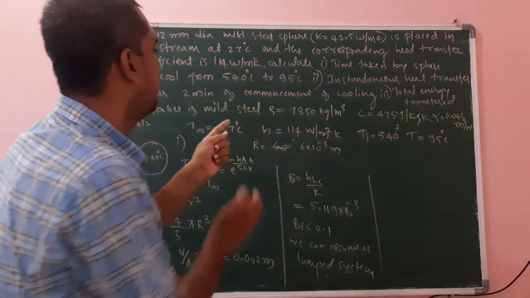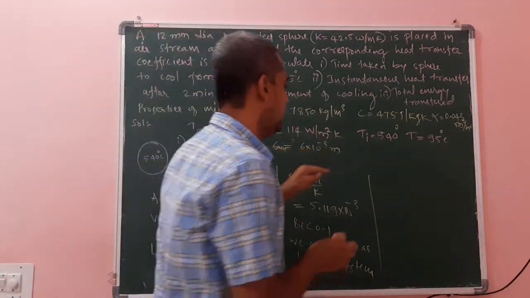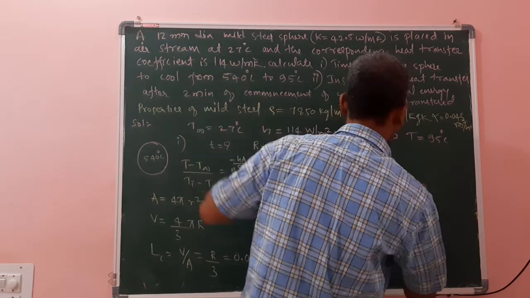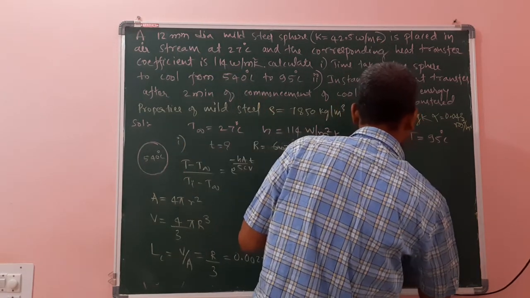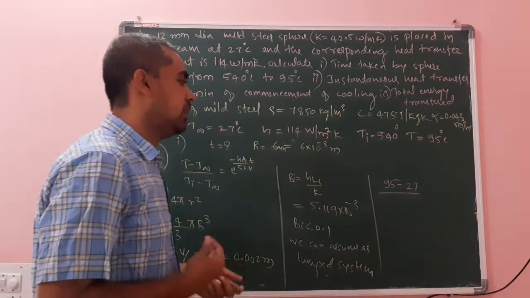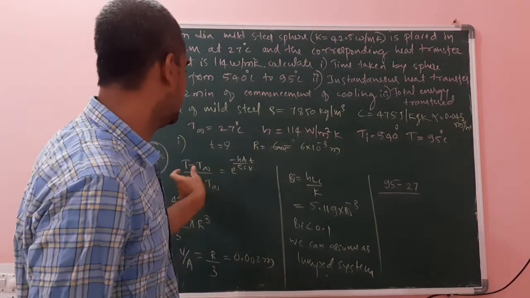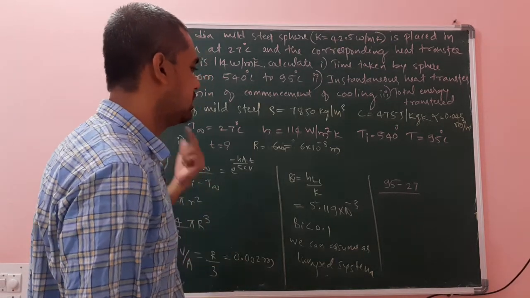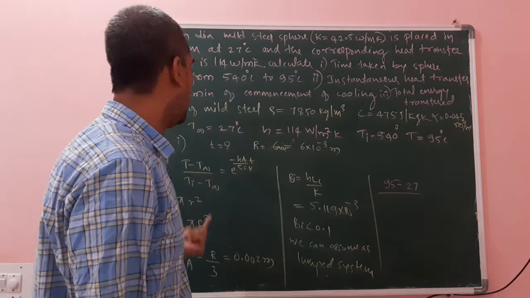What is the time required to convert? It means T is 95 minus T infinity. T infinity is 27. You can write this in degrees Celsius, or even in Kelvin, and you will get the same answer, because it is a difference in temperature. Whenever there is a difference in temperature, you can substitute either in degrees Celsius or in Kelvin.